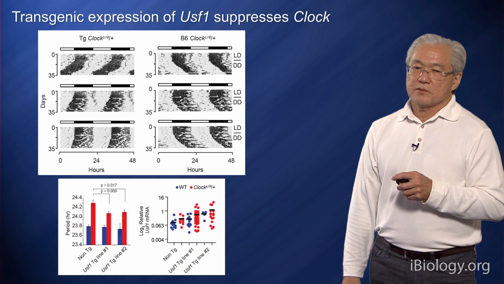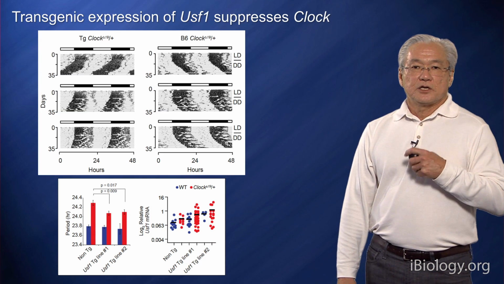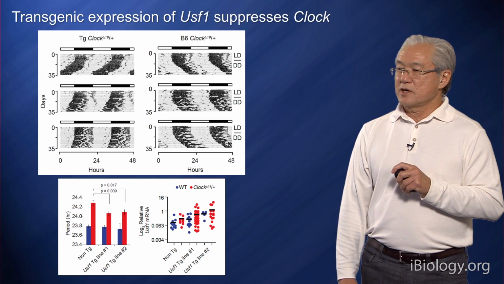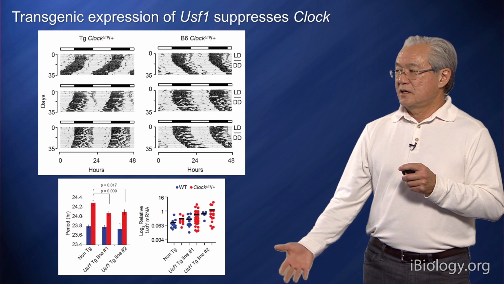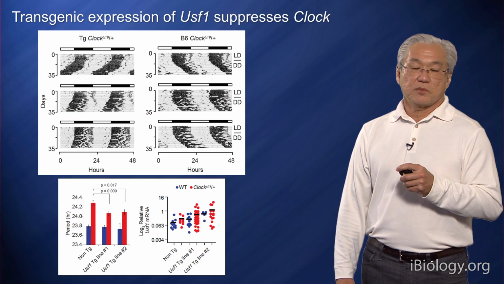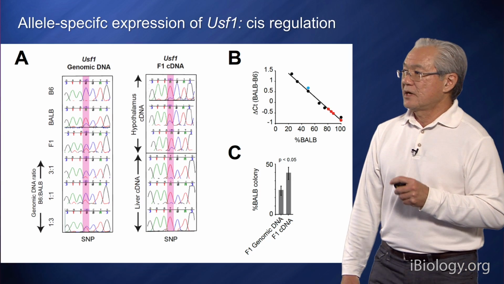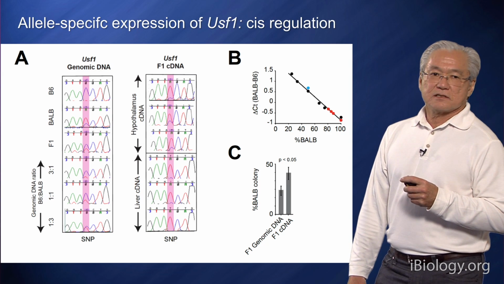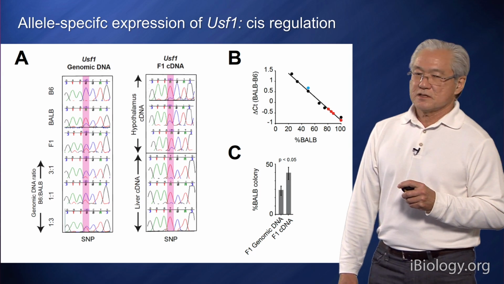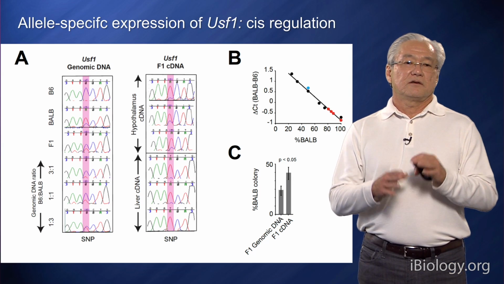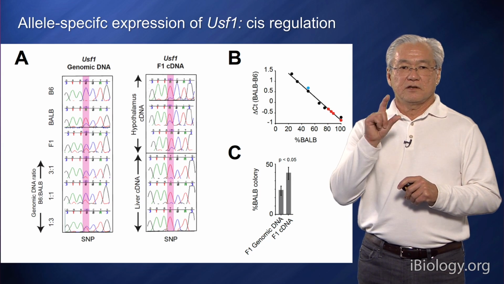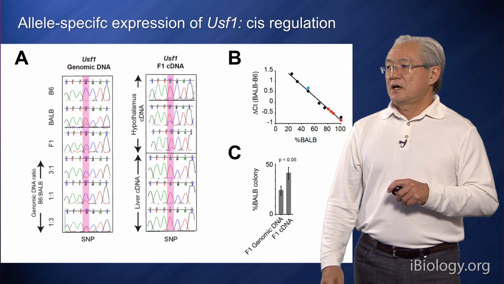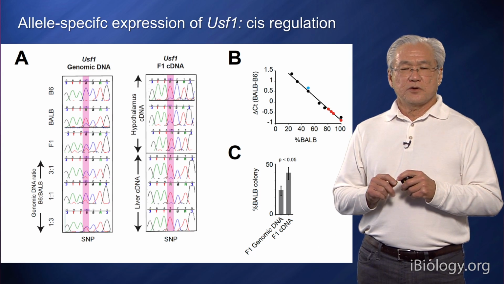So this kind of experiment shows that USF1 is capable of suppressing clock and identifies it as the suppressor of clock. So how does USF1 do this? Because we sequenced the USF1 gene, there are no mutations in USF1. The only difference is the expression level of USF1. And so this suggested a regulatory mutation.